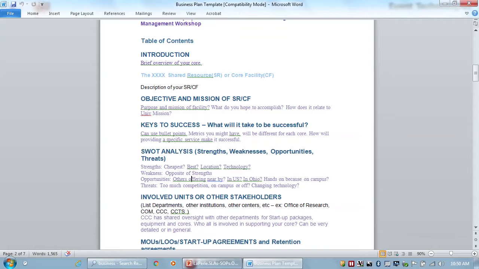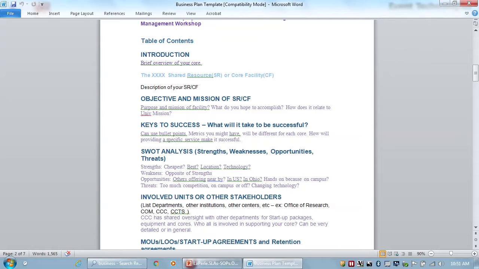Opportunities: are other people offering this nearby in the U.S. or in Ohio, or is this an opportunity because you're actually on campus and you can help people on campus? And then what are your threats?